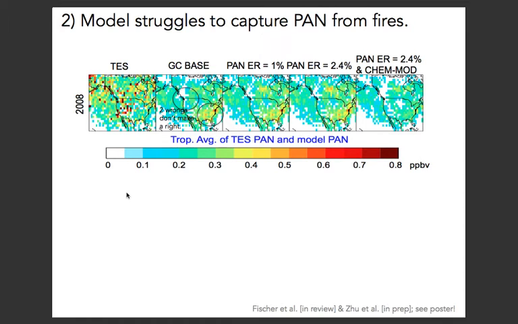So here are the successful TES PAN retrievals, gridded in a grid, and this is the model sampled at the time and location of the TES PAN retrievals and then averaged. And what you can see is that the model is missing quite a bit of PAN over the western US and Canada, and has too much, which I won't talk about here, in the southeastern US.